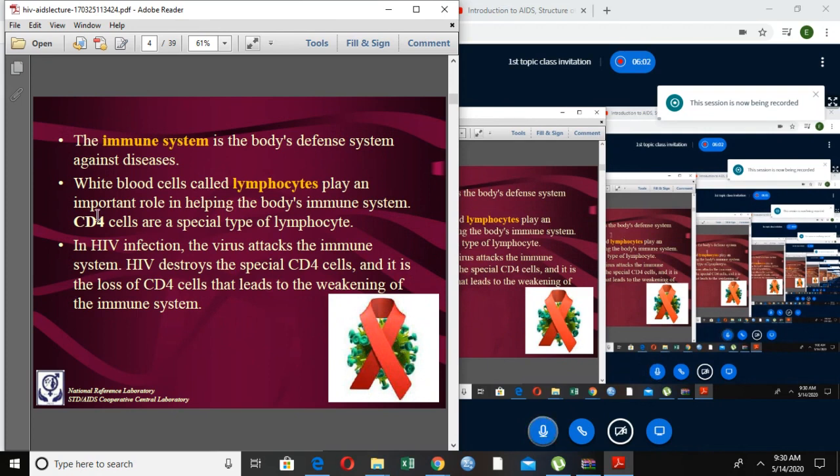And of much concern among the lymphocytes are CD4 cells, which are a special type of lymphocyte. These CD4 cells are normally the ones destroyed. The first to be affected by the HIV and AIDS virus is the CD4 cells, and it's the loss of these CD4 cells that leads to the weakening of the immune system. So how does this happen? We'll come to see this first. But the main target of HIV is these CD4 cells.